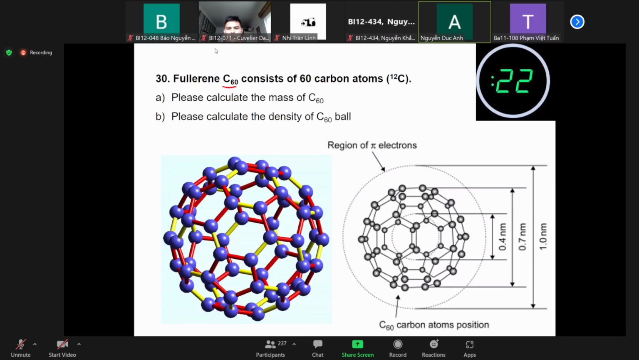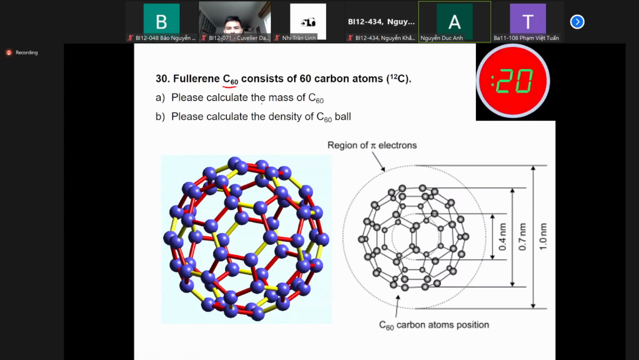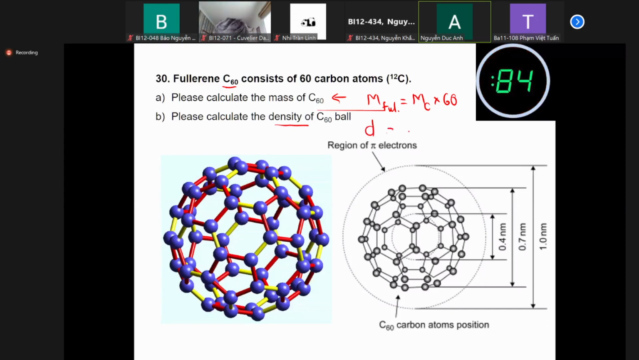Okay, so the question for this one is to calculate the mass of C60. Now it's very simple. The mass of C60, the fullerene, will equal the mass of carbon multiplied by 60. Very simple. The second one, calculate the density. Density will be calculated as the mass of fullerene divided by the volume of fullerene.